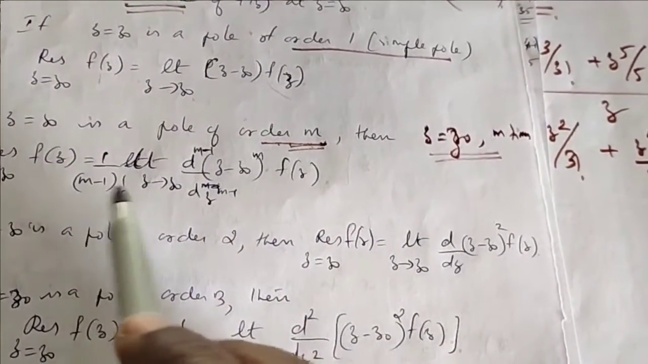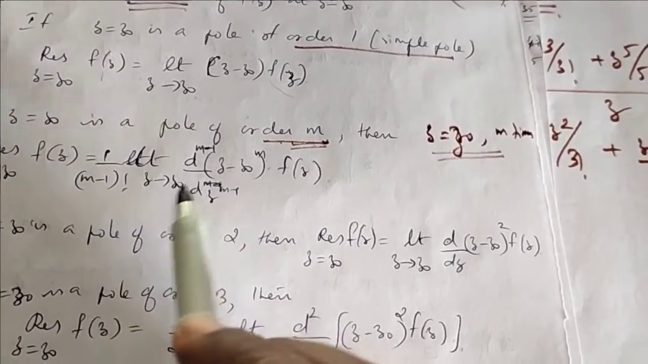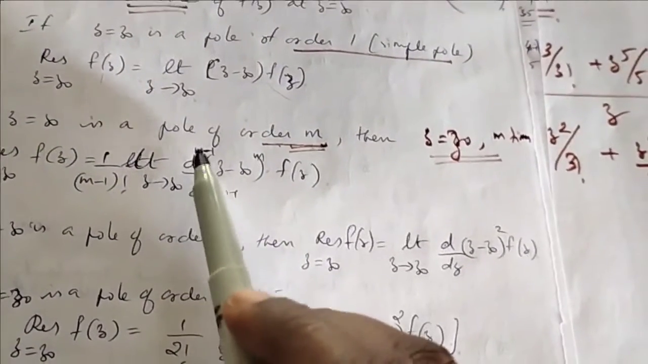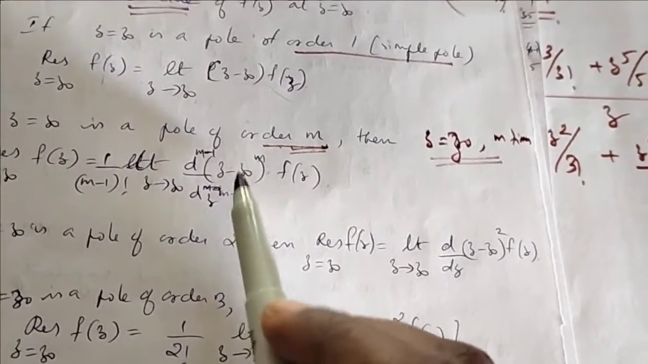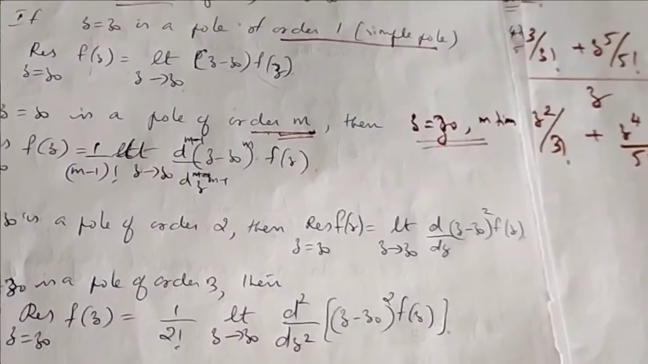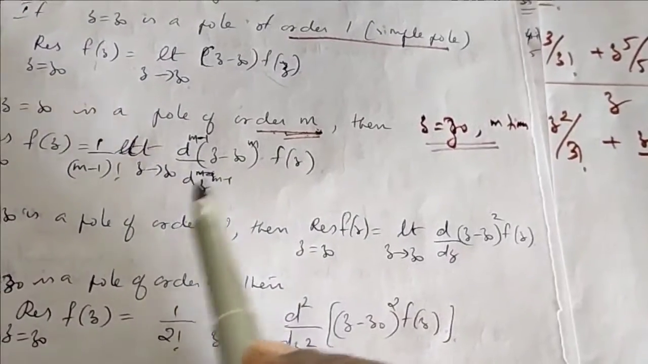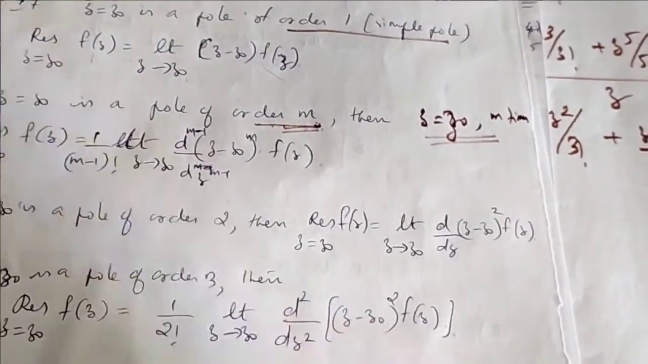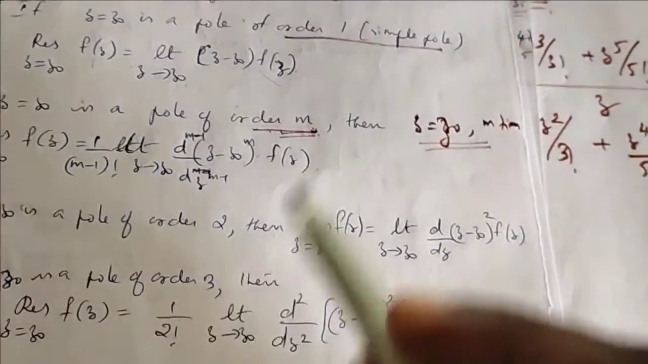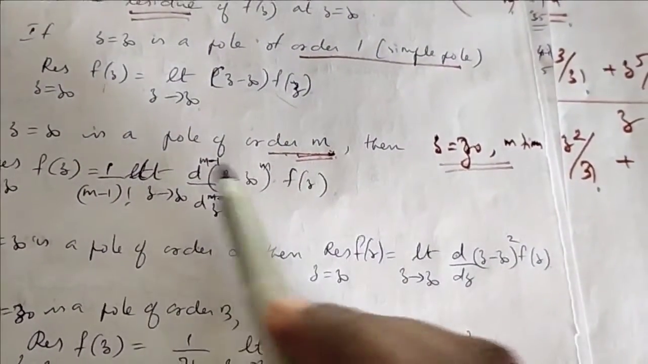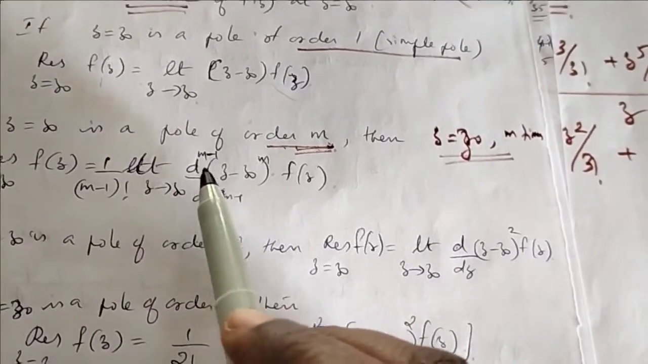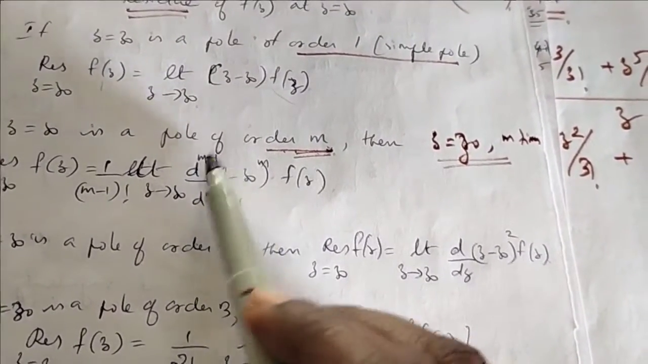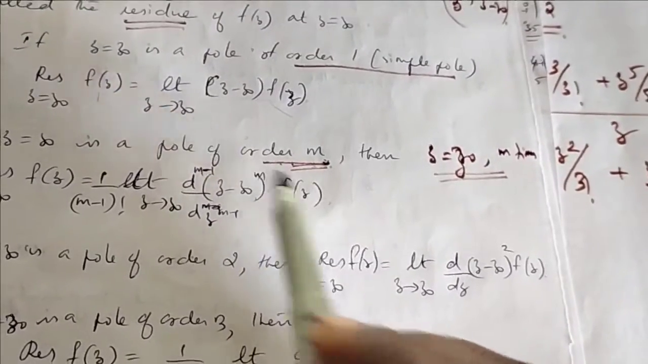So 1 by (m minus 1) factorial into limit z tends to z naught of d raised to m minus 1 by dz raised to m minus 1. That is, we have to find the (m minus 1)th derivative. If it is of order 2, we have to find the first derivative. If it is of order 3, we have to find the second derivative, and so on. So whatever the order is, subtract 1 from that order, then find the derivative of (z minus z naught) all raised to m into f of z.